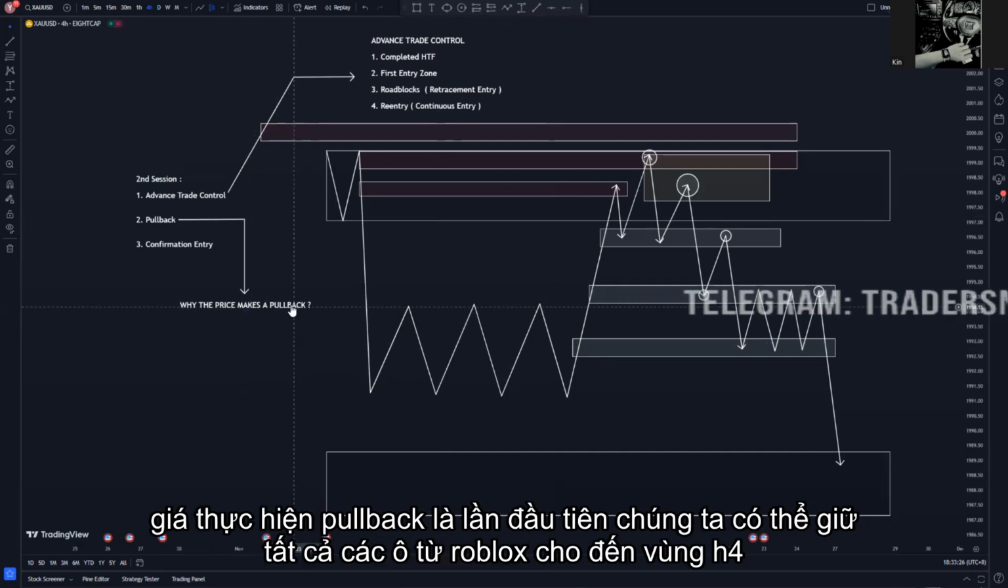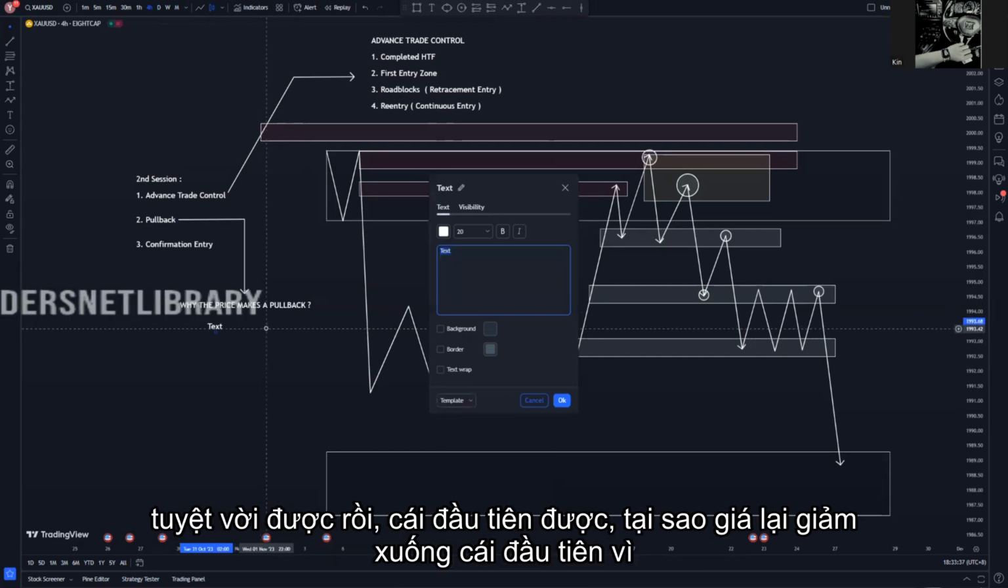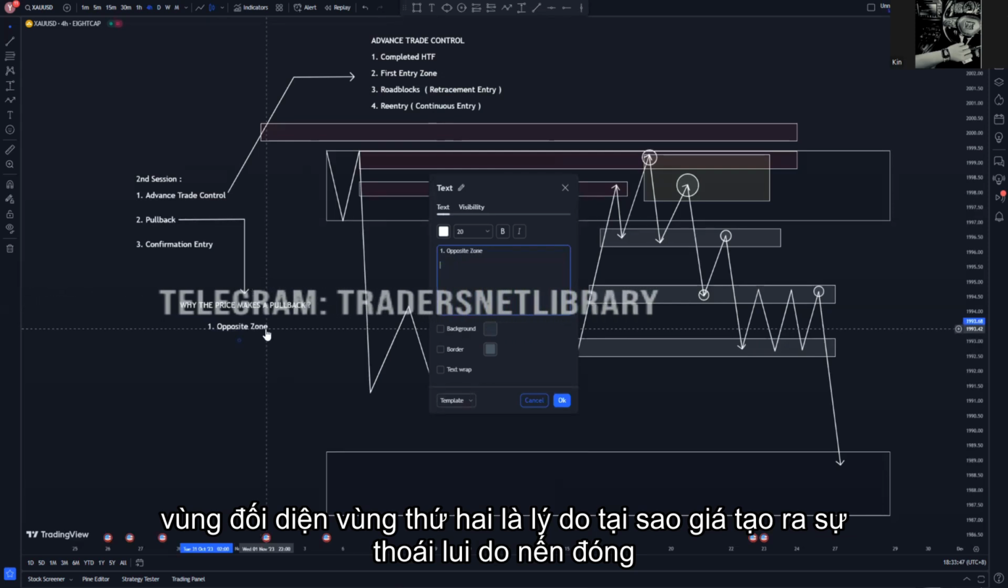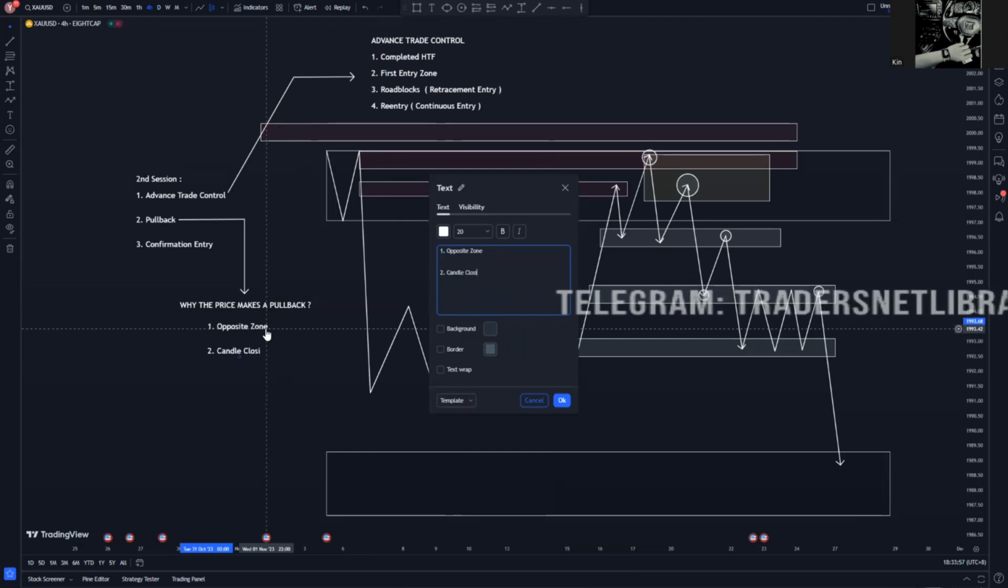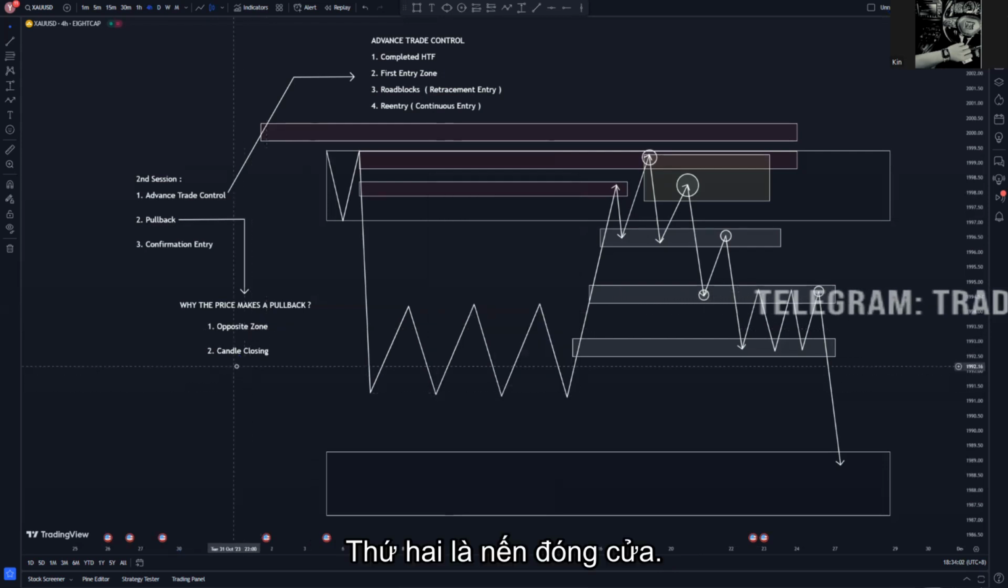So the reasons why the price makes a pullback. The first one is because of the opposite zone. The second one is because of the candle closing. The first one is the opposite zone. The second one is the candle closing.